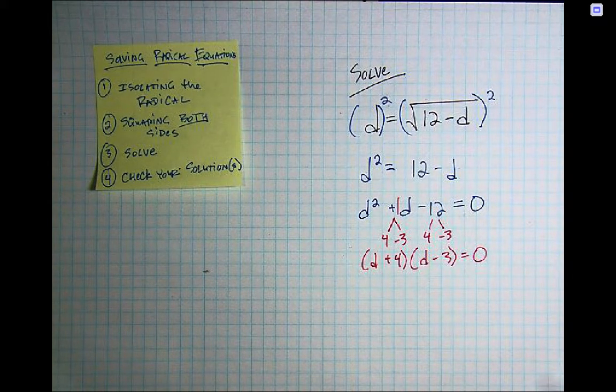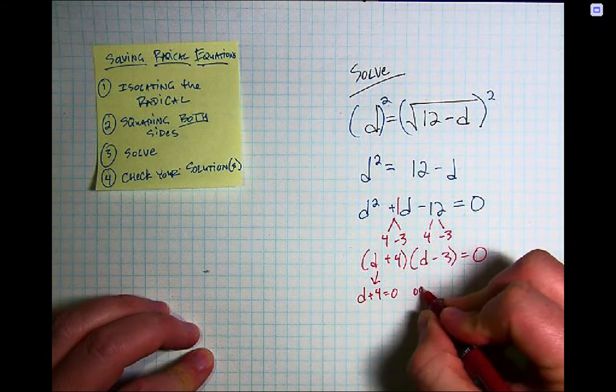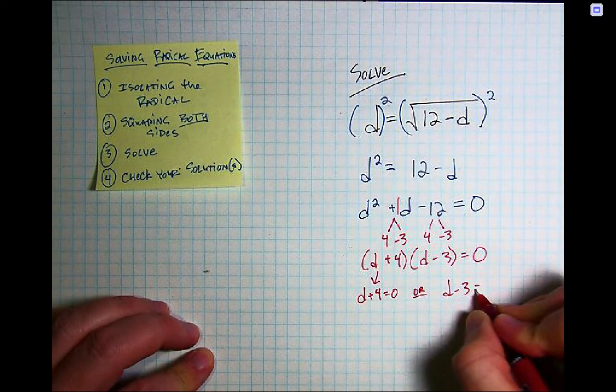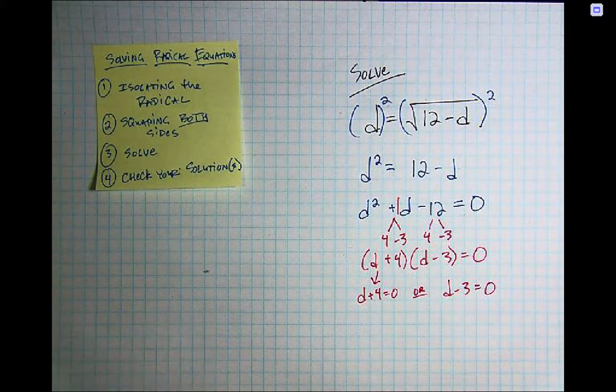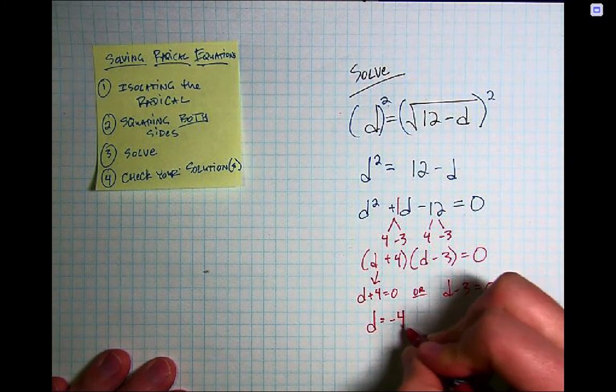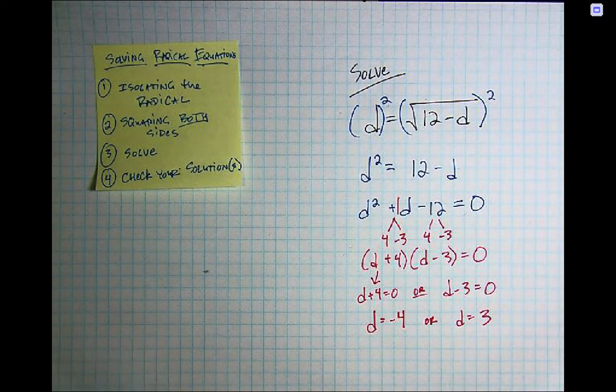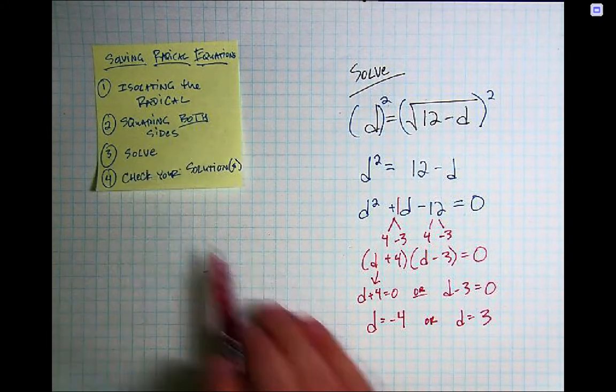And what do I do next? Oh yeah, I do either D plus 4 equals 0 or D minus 3 equals 0. Okay, so what are my solutions? D equals negative 4 or D equals positive 3. So I did step 1, step 2, I solved it, I got my solutions.